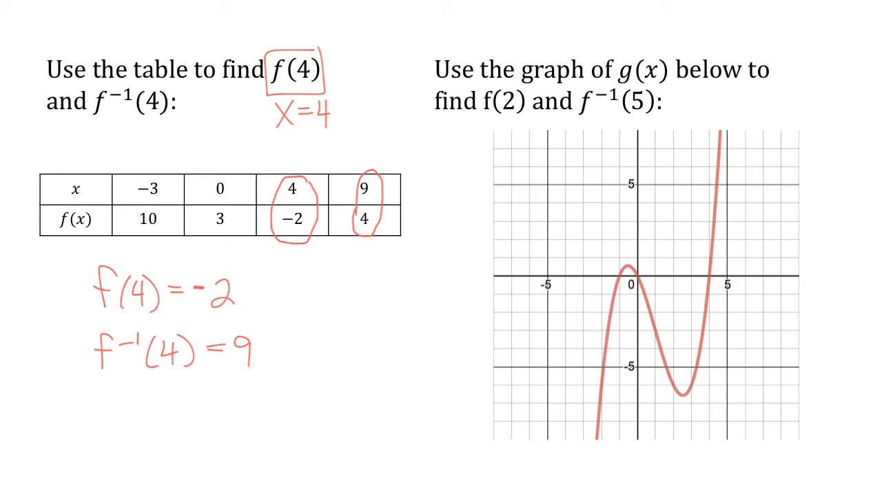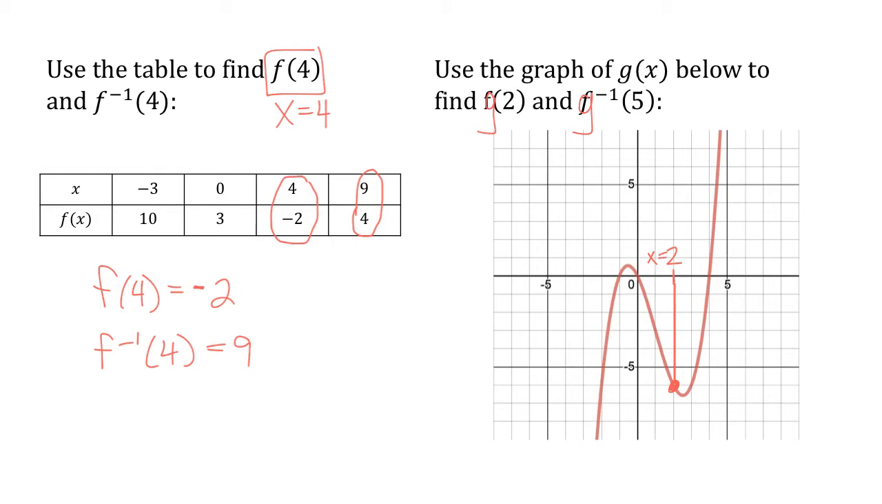And the next one we have a graph. It's the same idea, though. We're just reading the graph instead of the table. So f of 2, and actually these should say g of x. These were supposed to be g's. So just pretend those are all g's. g of 2 means I'm plugging 2 in for x. So I'm going to the graph and looking for when x is 2, and that's here. So I'm going down and figuring out what the y value is. So this is when x is 2.